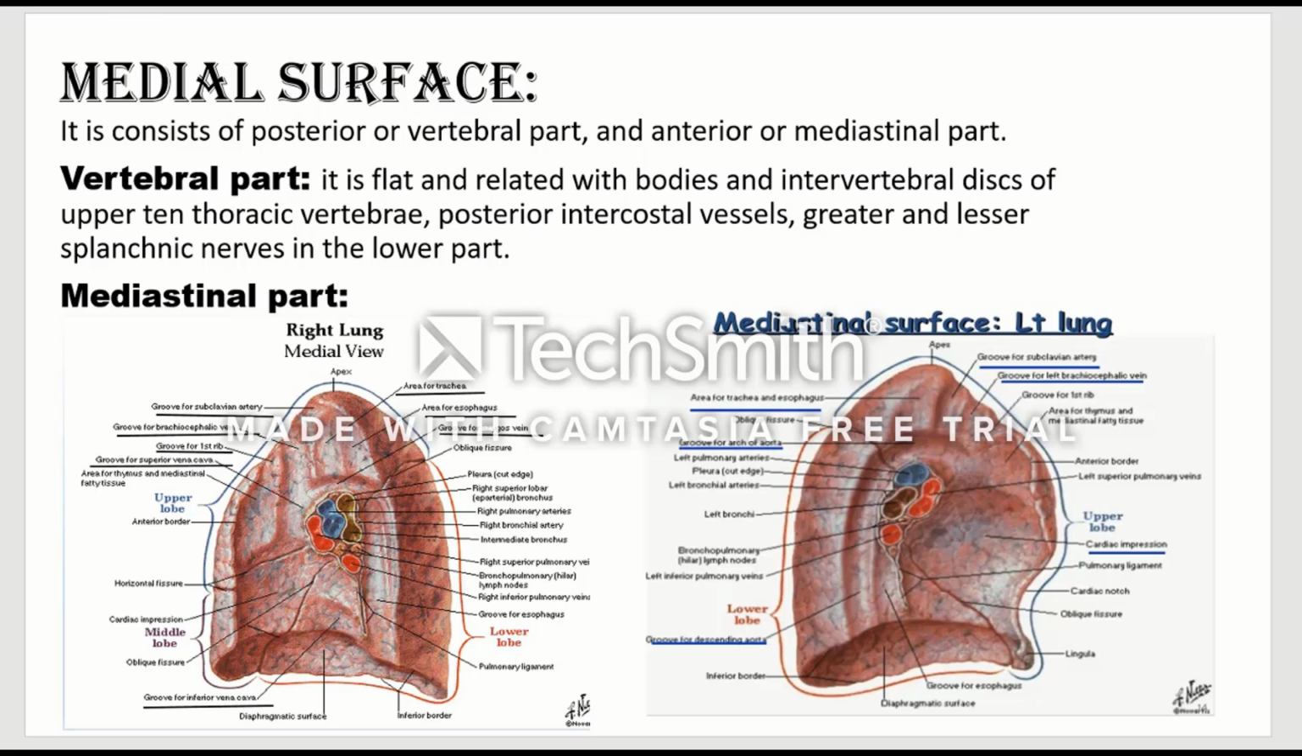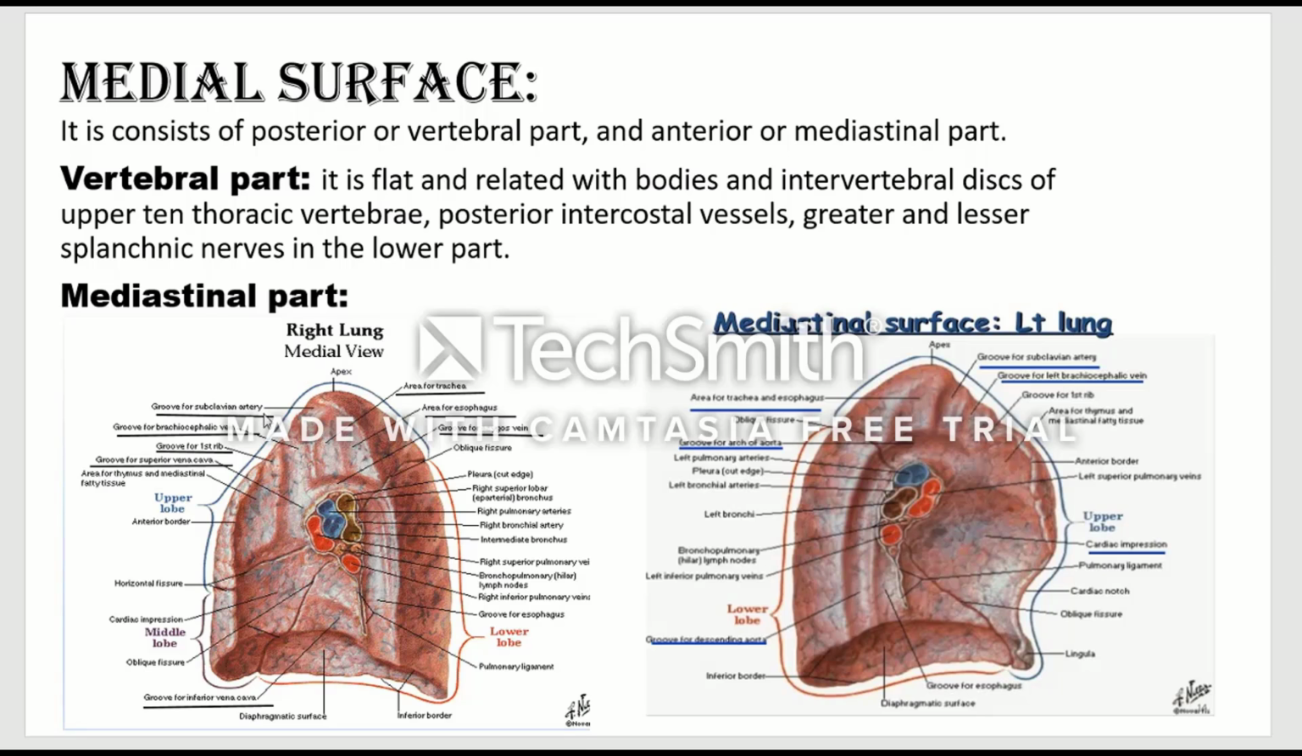Then আমরা জানবো medial surface সম্পর্কে. It consists of posterior or vertebral part and anterior or mediastinal part. Vertebral part, it is flat and related with bodies and intervertebral disc of upper 10 thoracic vertebra, posterior intercostal vessels, greater and lesser splanchnic nerves in the lower part. আমরা এই দুইটা ফিগার দিয়ে খুব ভালোভাবে বুঝতে পারি.